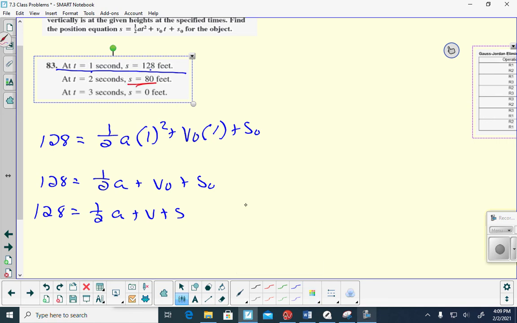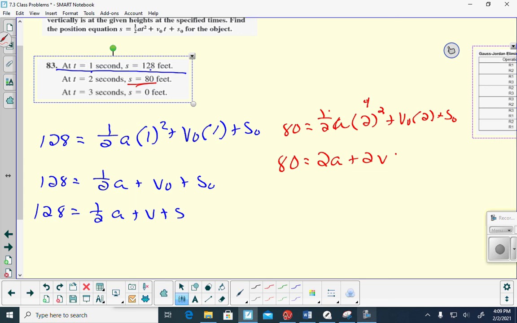This time they're telling me my s is 80. So I'm going to say 80 is equal to 1/2 a. And then they're telling me my t is 2. So this is going to be 2 squared plus v sub 0 times 2 plus s sub 0. So I'm going to have 80 is equal to, well, 2 squared is 4. 4 times 1/2 is 2. So this will be 2a plus 2v plus s. Remember, I'm dropping my subscripts. So that is my second equation. And I'm going to write them all together in a second.